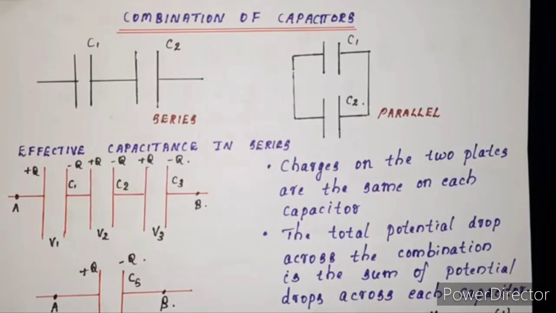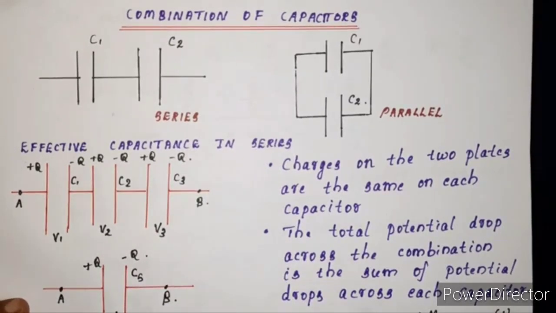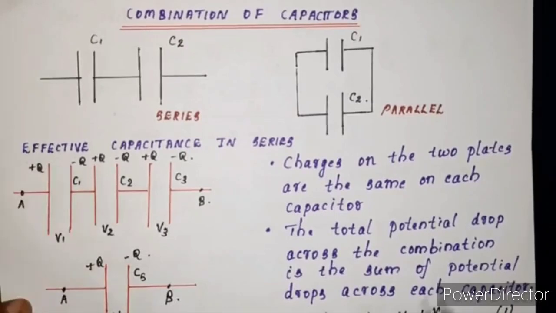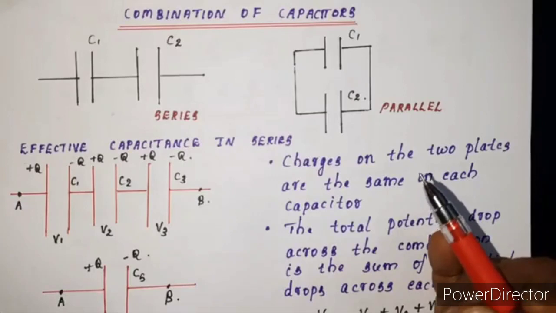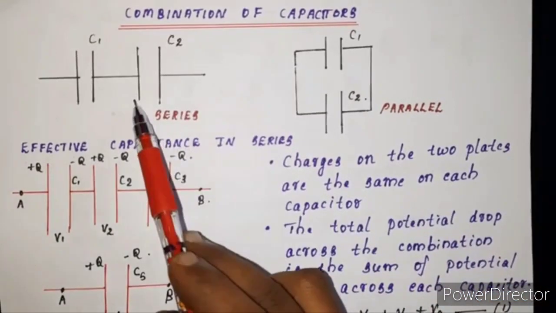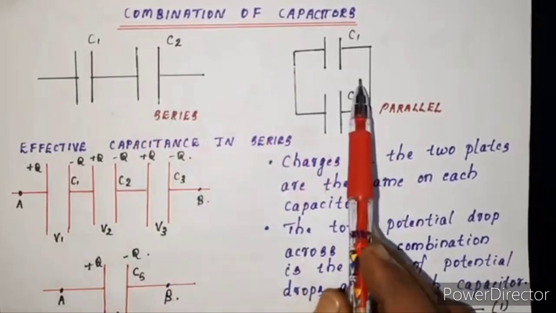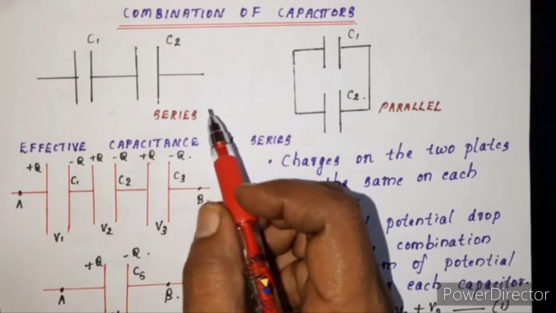Today we are discussing combination of capacitors. Combination means two or more capacitors connected either in series or parallel. So what do you mean by series connection? These two diagrams show series and parallel. So what is meant by series combination?